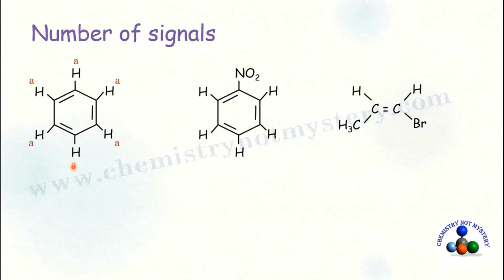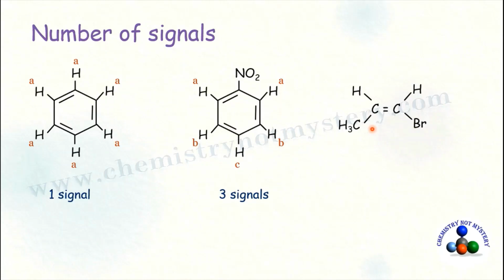In benzene, all the hydrogens are chemically equivalent, so it will give just 1 signal. In nitrobenzene, these 2 hydrogens are ortho to the nitro group, so they will give 1 set of signal, and these 2 hydrogens are meta to the nitro group, so they will give another set of signal, and this hydrogen is para to nitro, so it will give another signal. That's why this molecule will give 3 signals. Now come to this molecule.